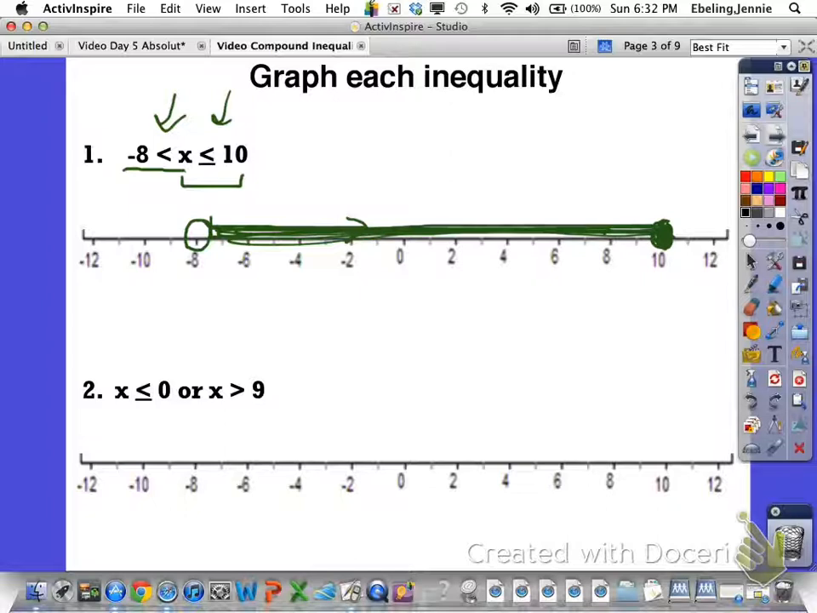Number 2, if I have x is less than or equal to 0, so a closed circle at 0, and then I shade to the left. Now, these compound inequalities are just having two inequalities on one graph. x is greater than 9. Color that in.